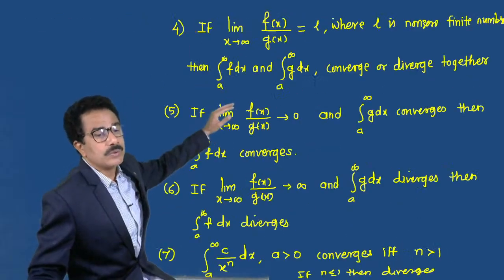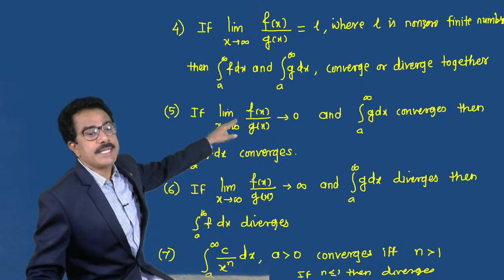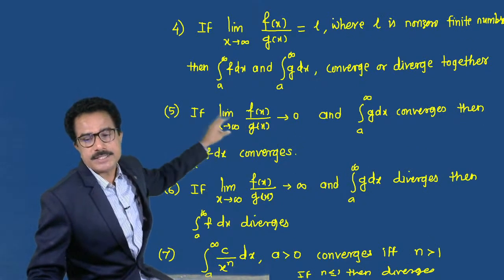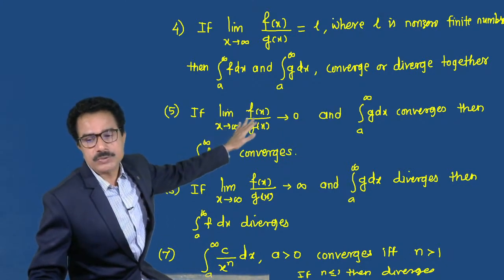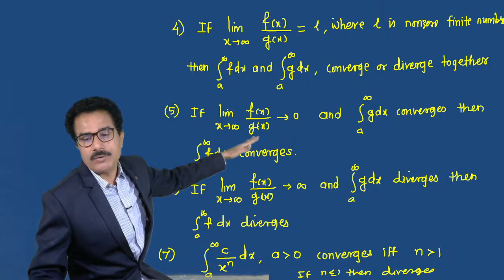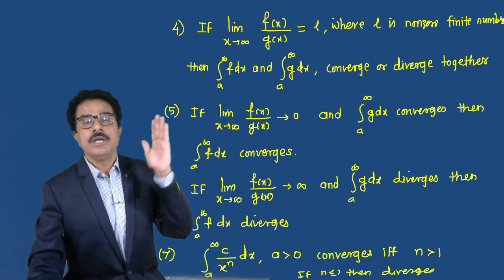Then according to the comparison test second, the special case: if f of x divided by g of x tends to 0 and the integral of g of x converges, then we can say that the integral of f of x also converges.